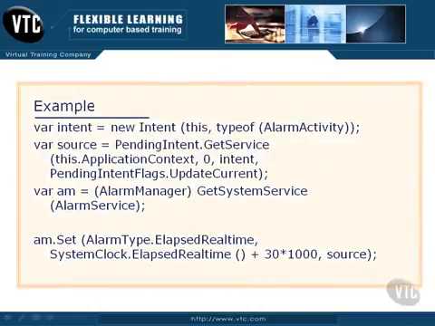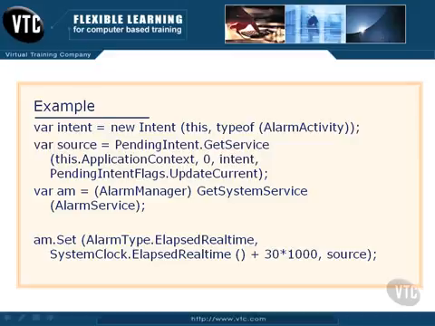Here's a small bit of sample code, and in this code we're first creating an intent with our type of activity. So what we're saying is when the alarm goes off, we want it to run the alarm activity. So we've created our own little local intent. Next is something interesting. We create a variable called source, which uses the pending intent to get a service.